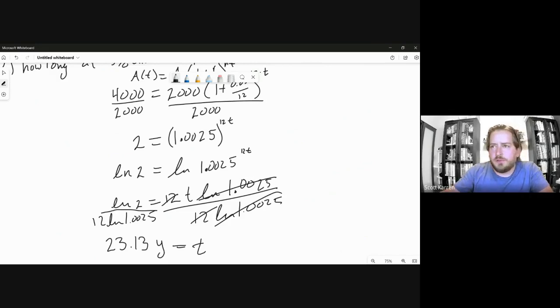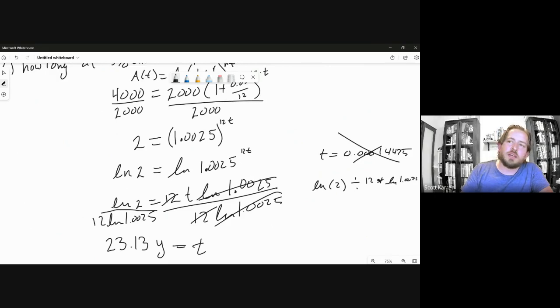If you get something like 0.00014425, this answer is wrong. Your calculator misread what you typed in because you went natural log of 2 divided by 12 and then times the natural log of 1.0025, right? And your calculator thought you meant natural log of 2 divided by 12 and then take that result and multiply it by that natural log.